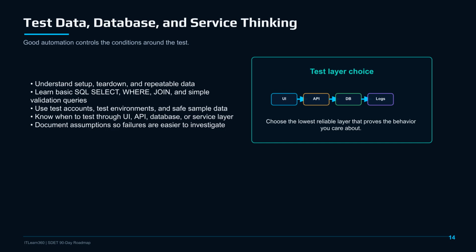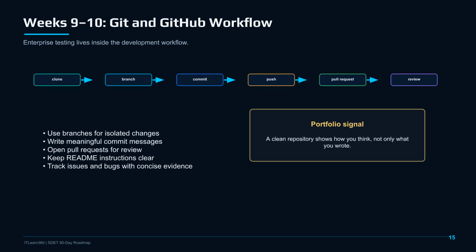Once your test logic is stronger, you need to manage your code like a real engineering project. That brings us to Git and GitHub. During weeks 9 and 10, the focus is Git and GitHub Workflow. Enterprise testing does not happen in isolated files on a laptop. Automation code is version controlled, reviewed, and executed as part of the development process.